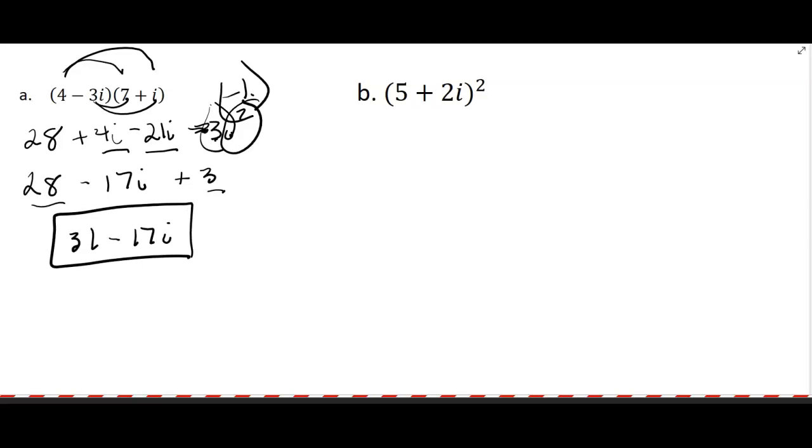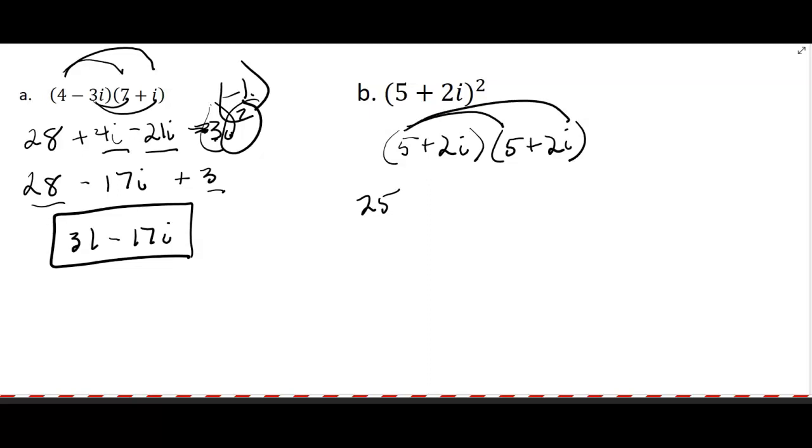Now over here, we're doing a similar thing. You can just write 5 plus 2i times 5 plus 2i, or you can use the formula for squaring a binomial or the smiley face thing. 5 times 5 is 25. You're going to get 10i plus another 10i. That happens when you're squaring the binomial. And then you're going to have plus 4i squared.